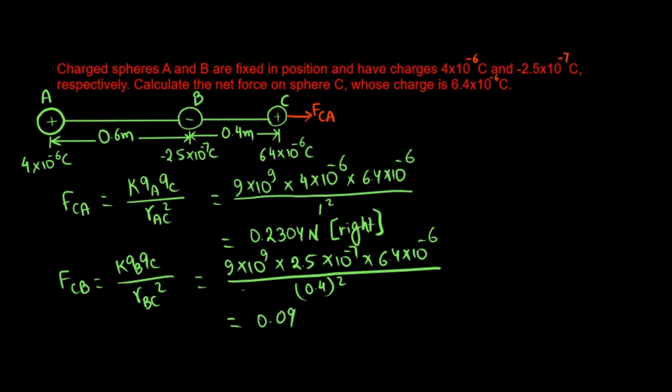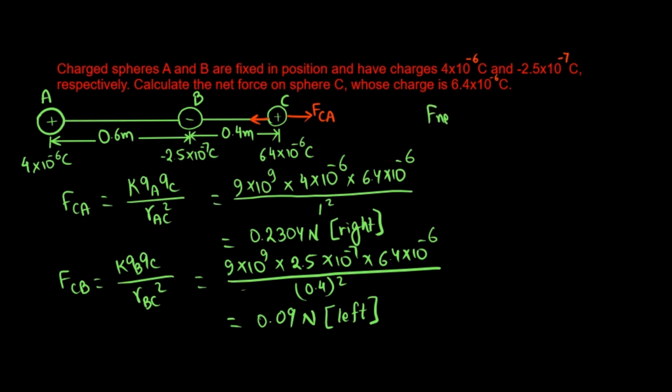0.09 newtons. Now this one, B is a negative charge, C is a positive charge. They will attract each other, so C will try to go towards B because of the force of attraction, so the force would be to the left. We have 0.09 newtons acting towards the left direction.